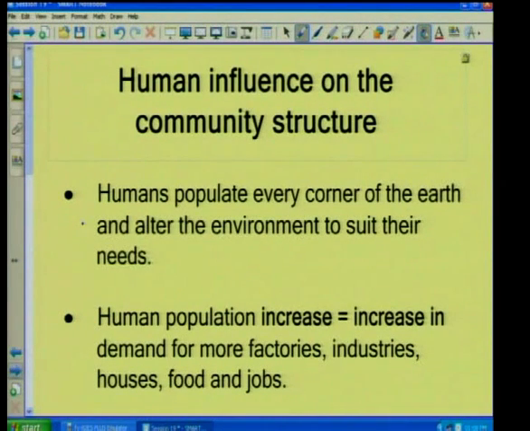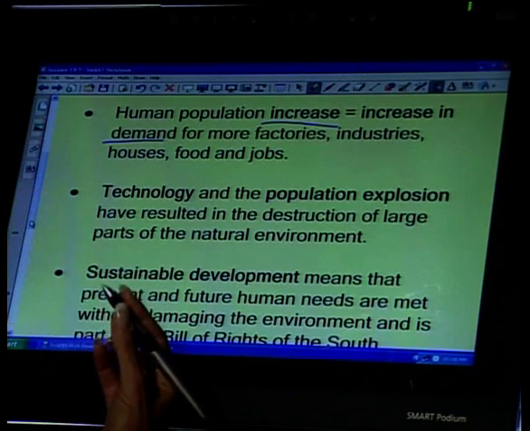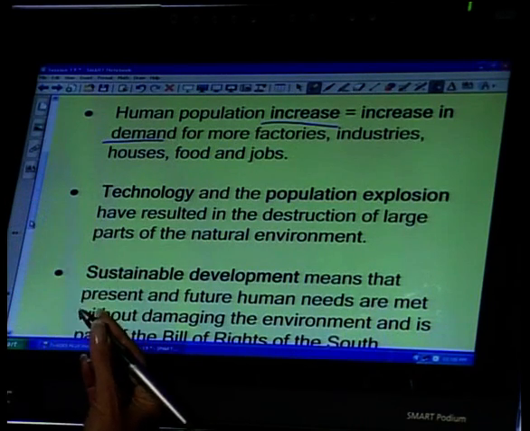Now, if we look at the human influence on community structure, we live on every corner of this planet. And as the human population increases, we have an increase in our demand for. Think about it. It's written here, but you must make sure that you can actually relate this in an exam or a test. And this is really not something you need to learn. Think about the impact that we have.